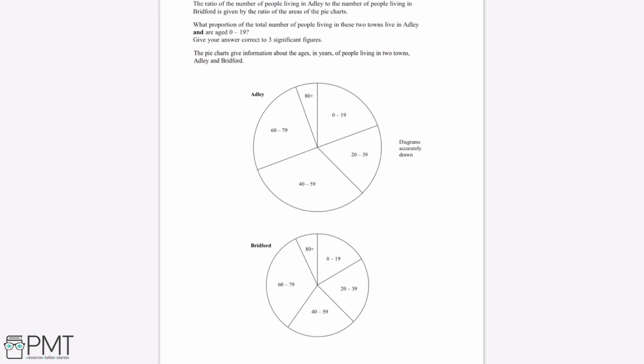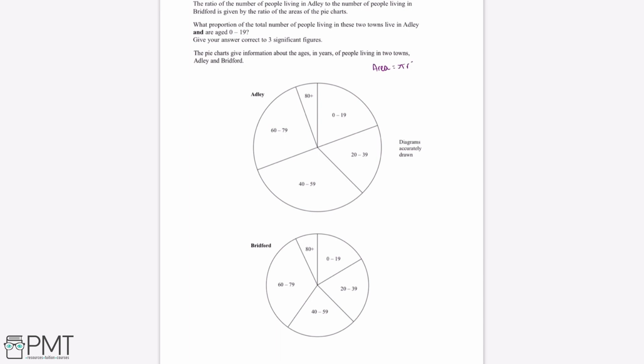So there are two things we'll need to know for the question. We'll need to know the areas of these two circles, and we'll need to know the angle of this segment here, which is the 0 to 19 segment in Adley. So the first thing we can work out is the area of the two circles.